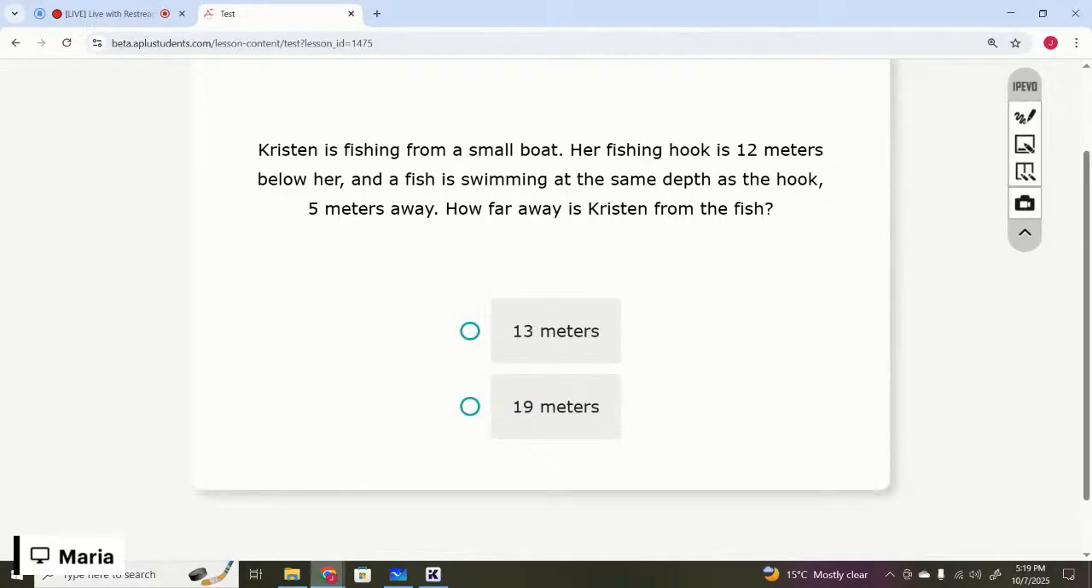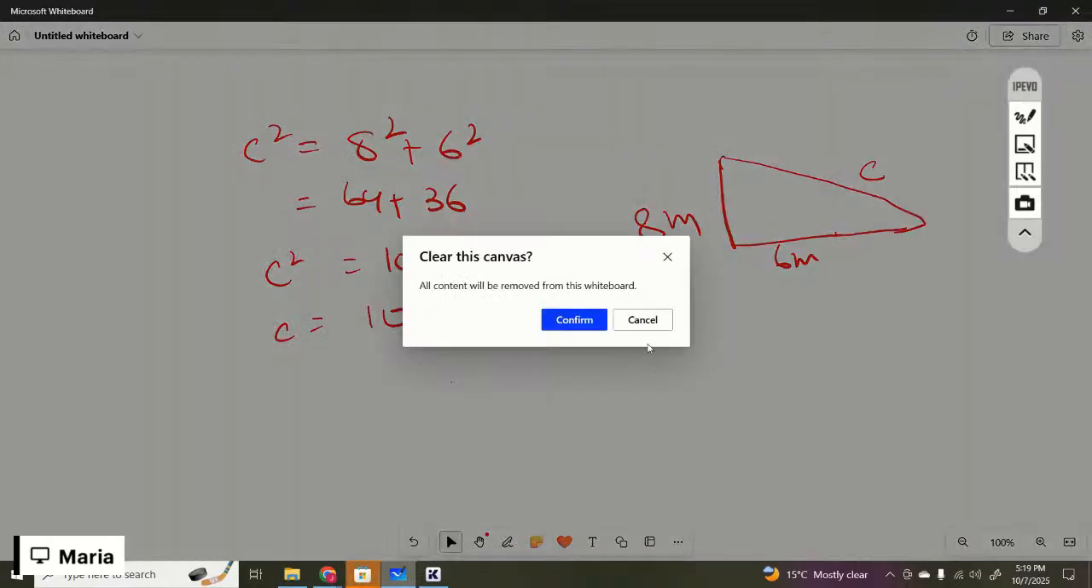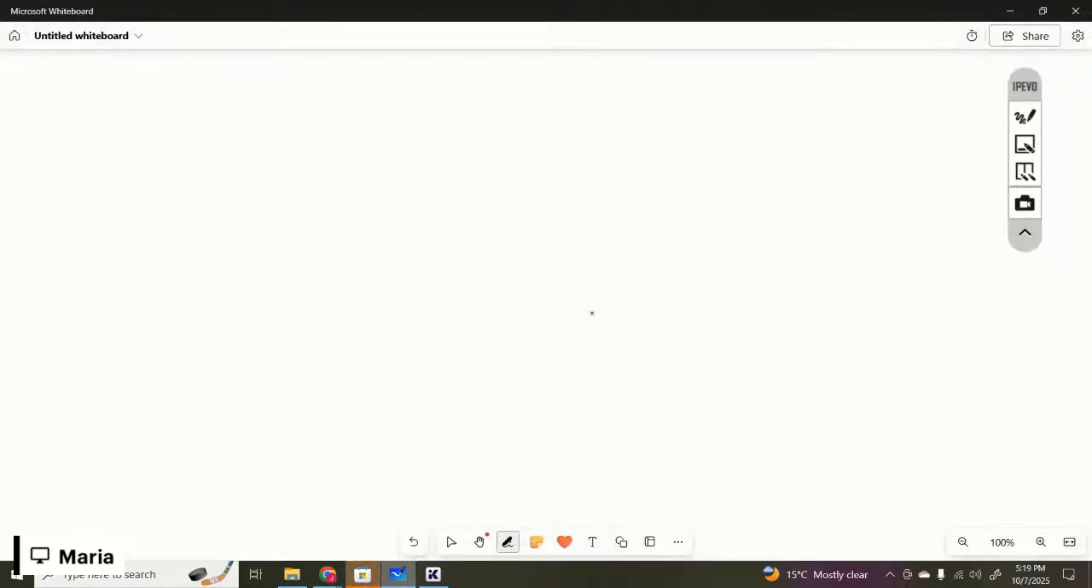Kristen is fishing from a small boat. Her fishing hook is 12 meters below her, and a fish is swimming at the same depth as the hook, 5 meters away. How far away is Kristen from the fish? So 12 meters and 5 meters. We need to calculate c.